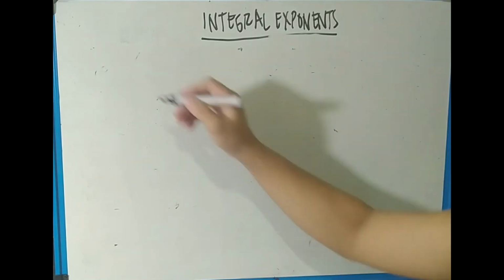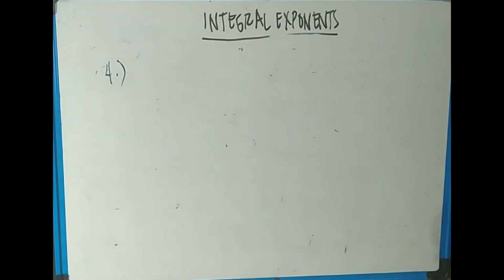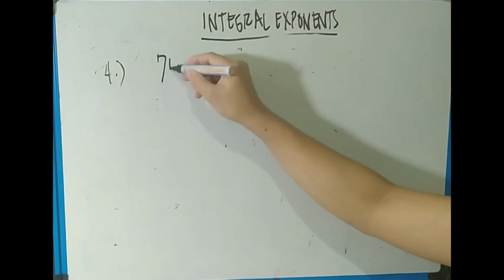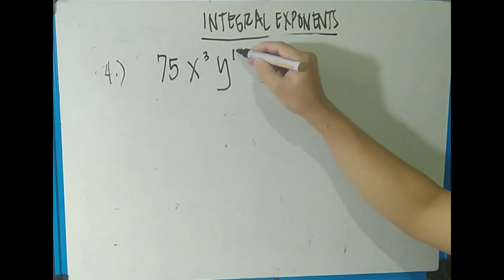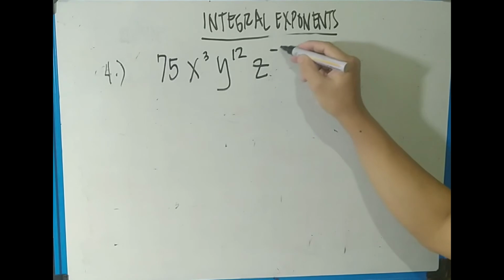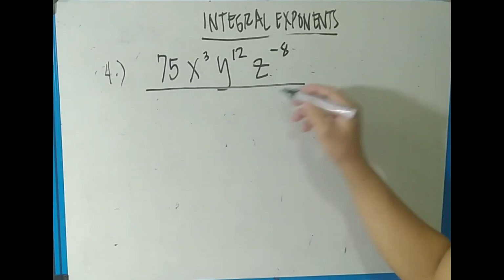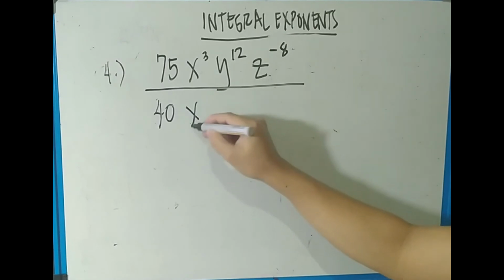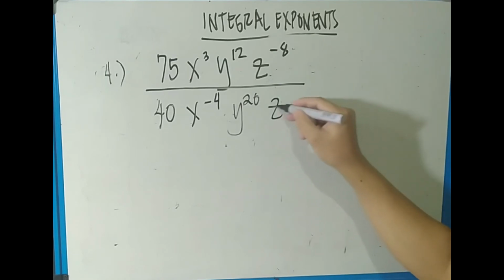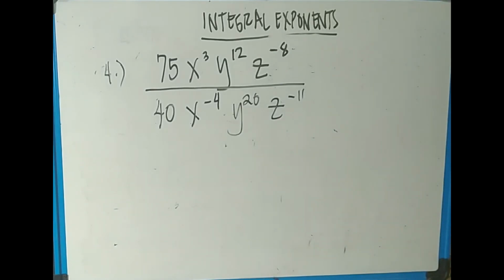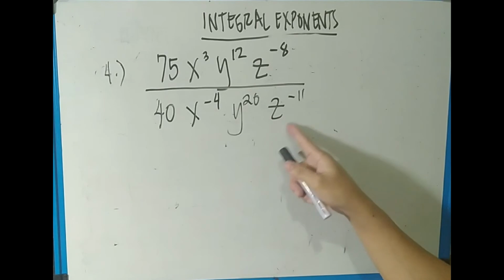Okay guys, for number 4, this is the last one. Let's say for example, we have 75 x cubed, y raised to 12, and z raised to negative 8, then all over, we have 40 x raised to negative 4, y raised to 20, and z raised to negative 11. Okay, so this is a different problem since this is now a division, and as you can see guys, there are negative exponents in the numerator as well as in the denominator.